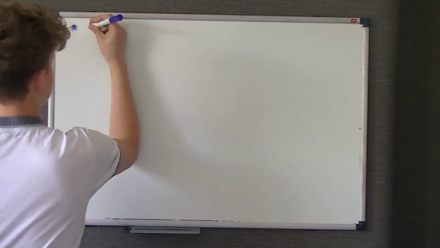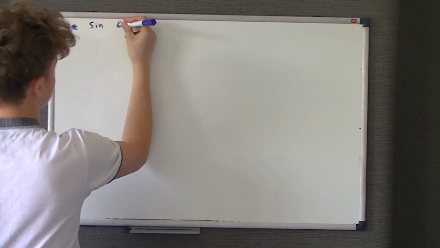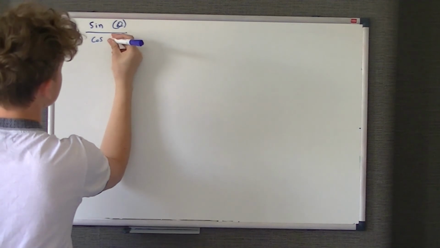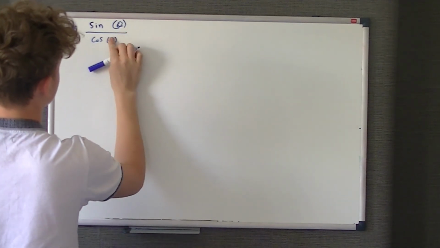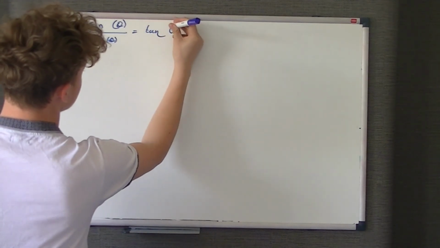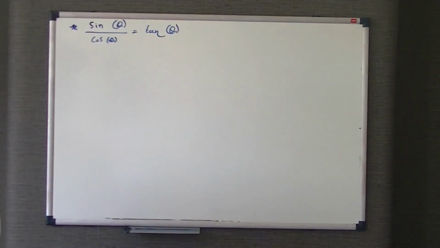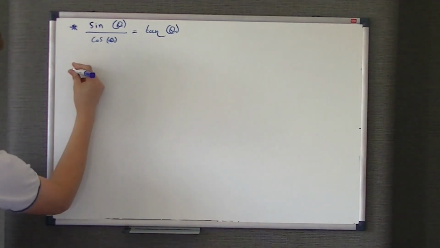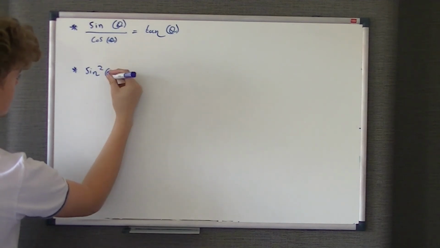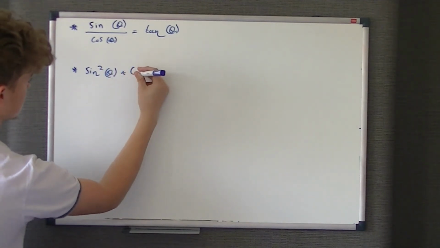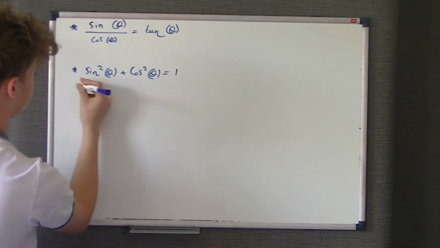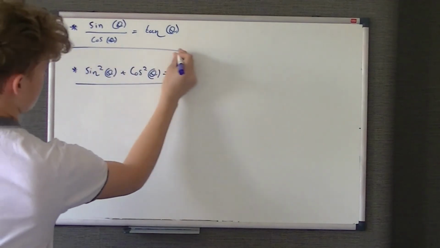So we've got sine. Now I'm just going to put sine theta, but they could label it as sine x over cos x. Sine theta over cos theta equals tan theta. So that's one there. I'll explain a bit about that in a minute. The other one is sine squared theta plus cos squared theta equals 1. So yeah, there are your two.